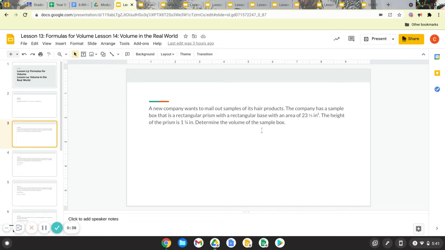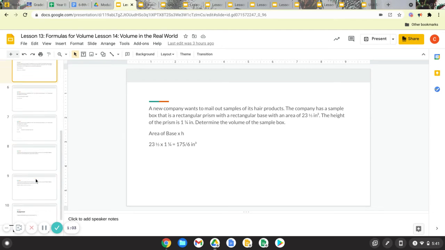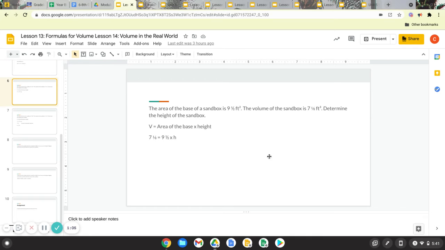So a new company wants to mail out samples of its hair products. The company has a sample box that is a rectangular prism with a rectangular base with an area of 23 1/3 inches squared. The height of the prism is 1 1/4 inches. Determine the volume of the sample box. So we're going to take the area of the base, 23 1/3, times the height, 1 1/4. We get 175/6 inches cubed. Simple enough.